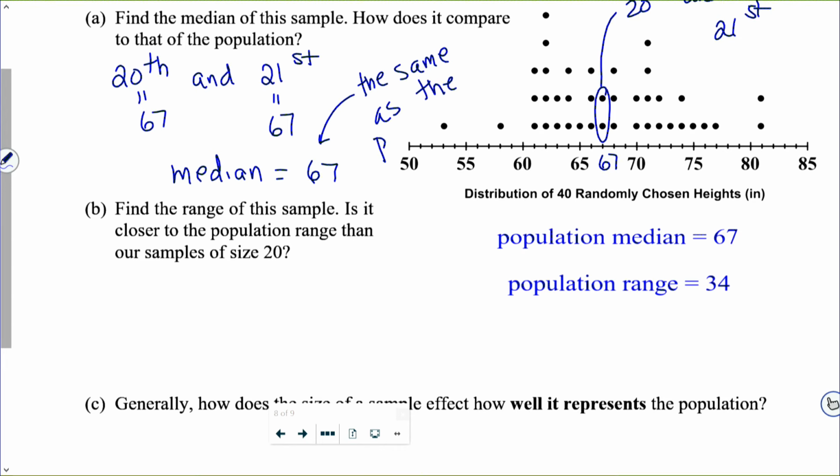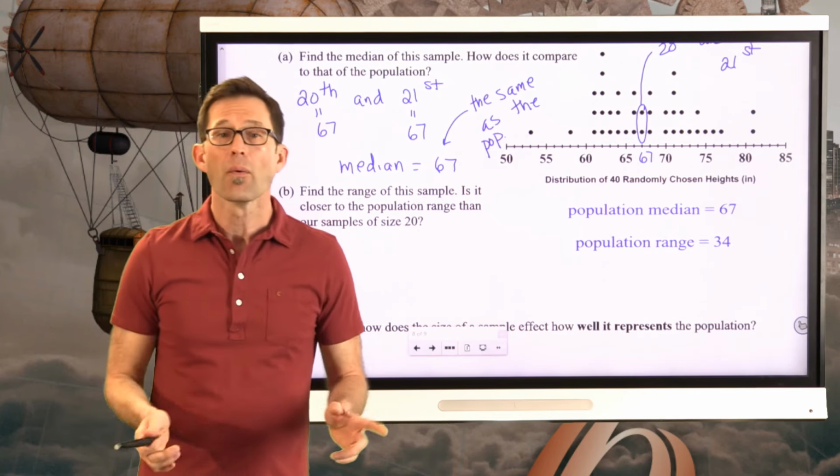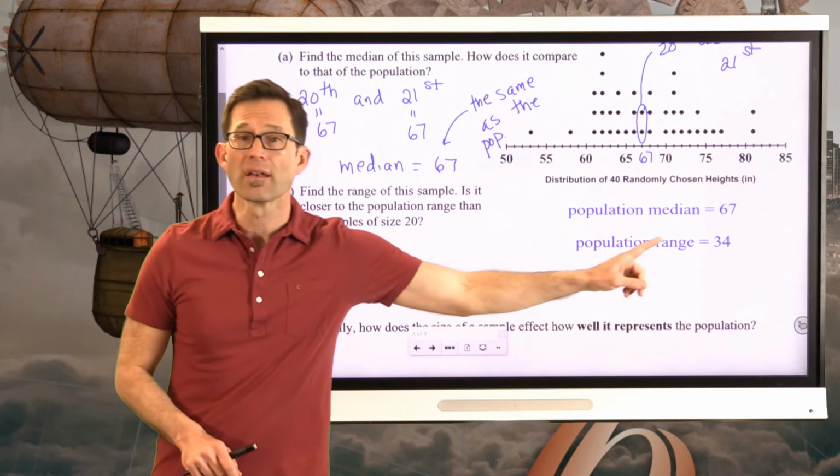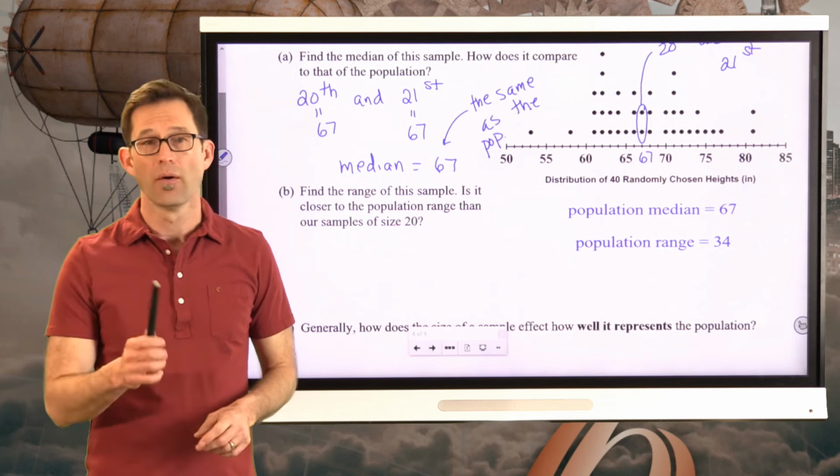Same as the population, right? The population median was also 67. Now I want you to find the range of this population in letter B and compare that to the population range as well. Pause the video now.